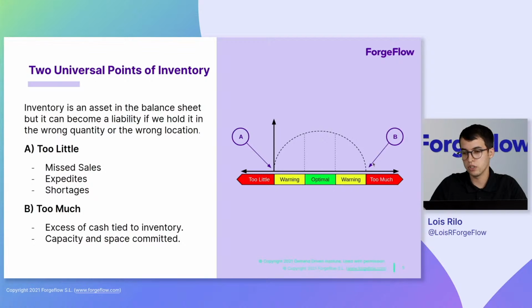And point B, in which we have too much inventory, we have excess cash tied to this inventory, and this at the same time compromises our resources, their capacity, and maybe also the space in our warehouse.